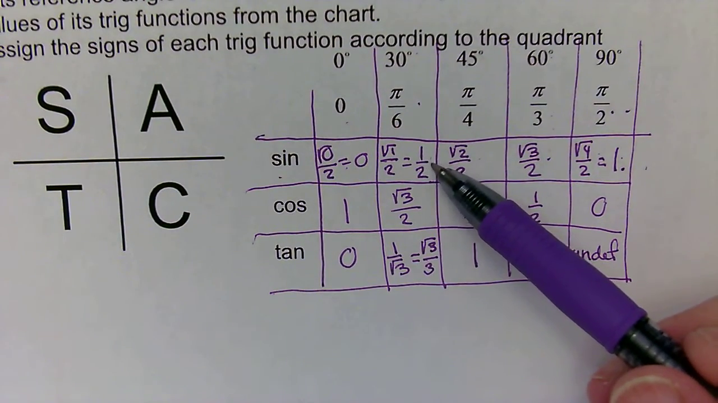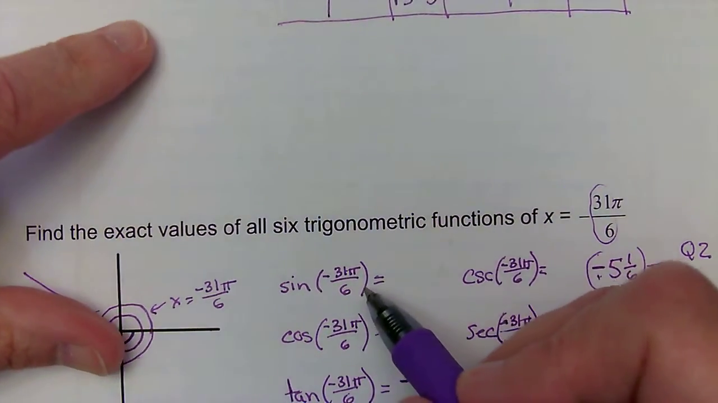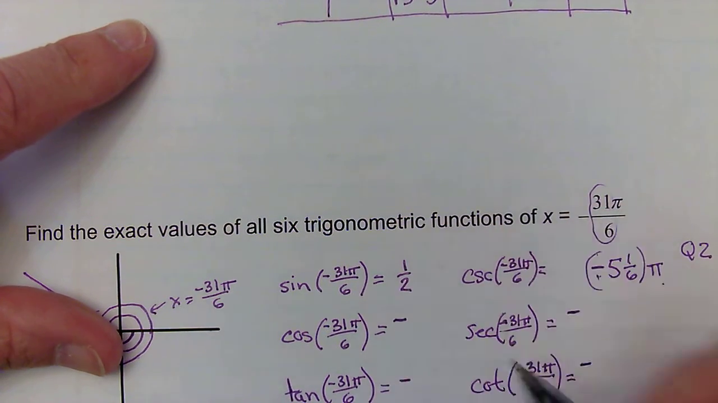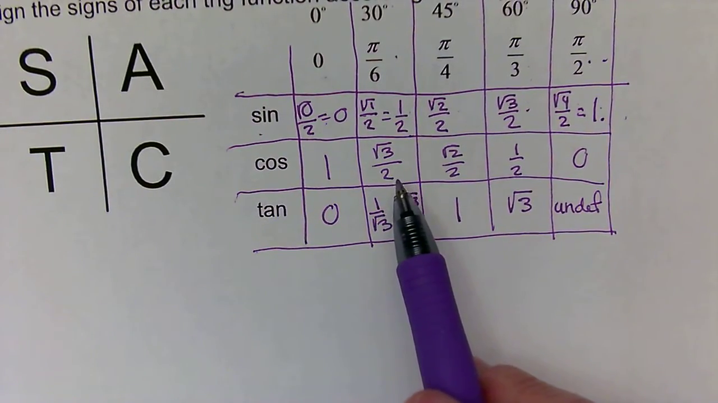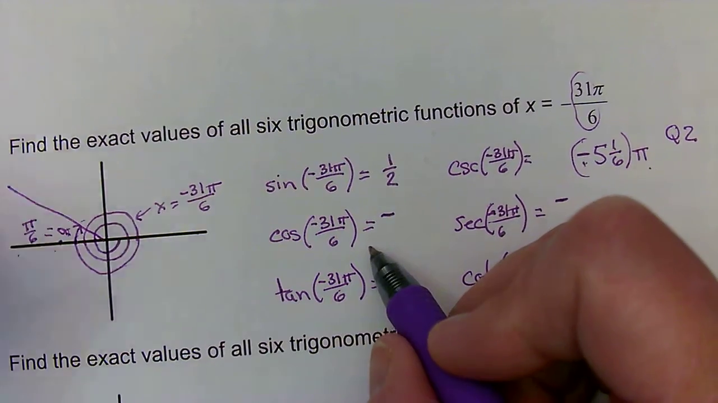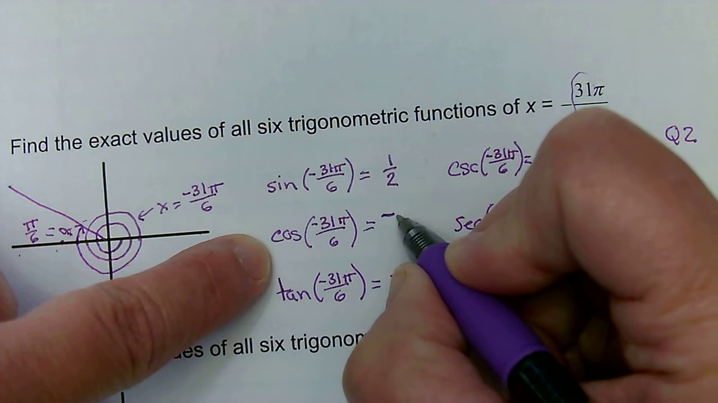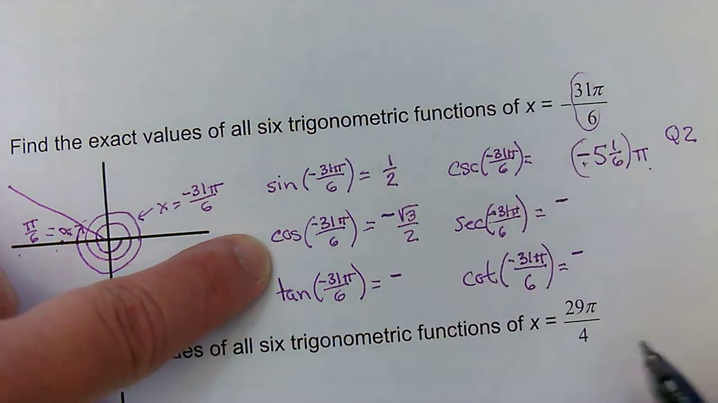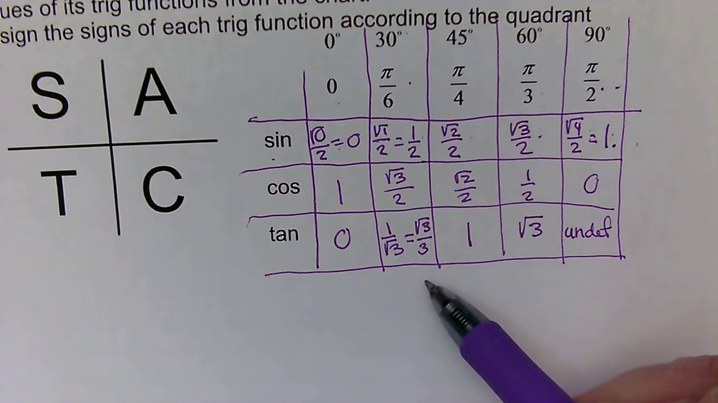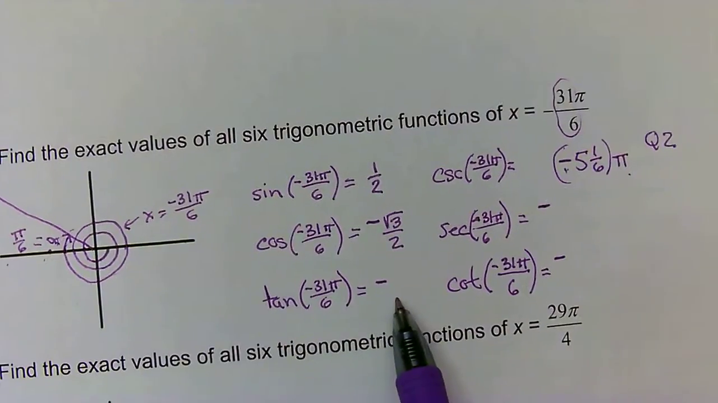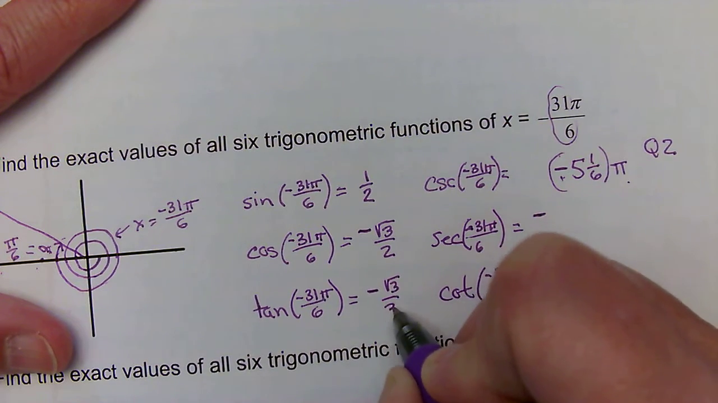The sine of pi over 6 is 1/2. So the sine of negative 31 pi over 6 is 1/2. The cosine of pi over 6 is radical 3 over 2. So the cosine of negative 31 pi over 6, since it's in the second quadrant where cosine is negative, is negative radical 3 over 2. And the tangent of pi over 6 is square root of 3 over 3. So, since we're in the second quadrant, the tangent of negative 31 pi over 6 is going to be negative square root of 3 over 3.